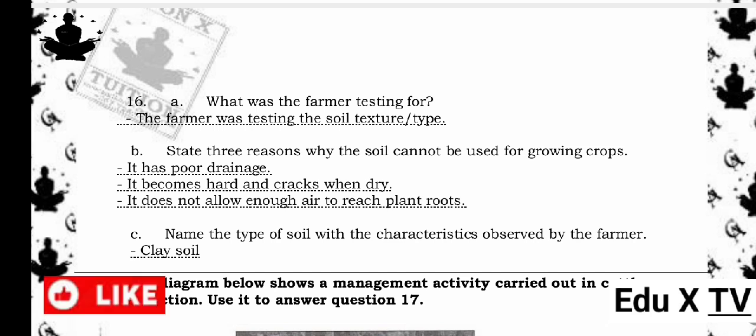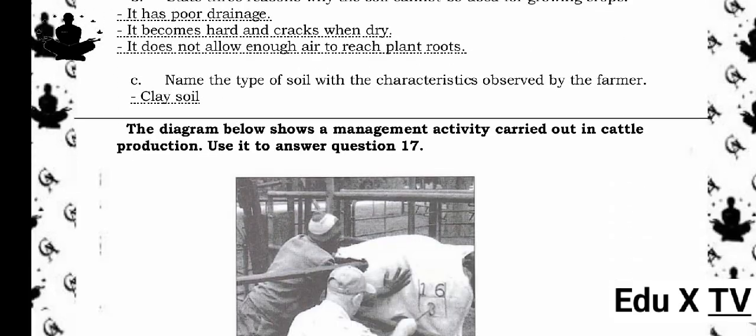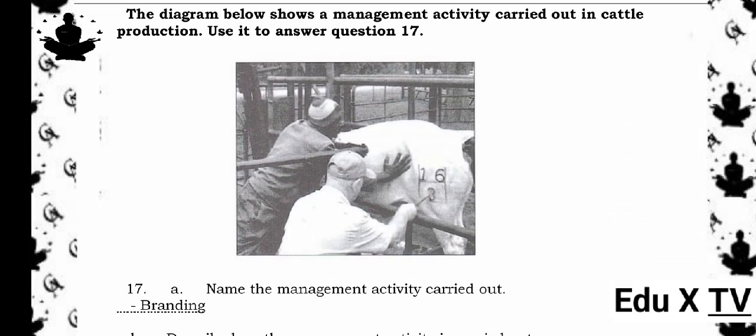B. State 3 reasons why the soil cannot be used for growing crops. It has poor drainage. It becomes hard and cracks when dry. It does not allow enough air to reach plant roots. C. Name the type of soil with the characteristics observed by the farmer. Clay soil.